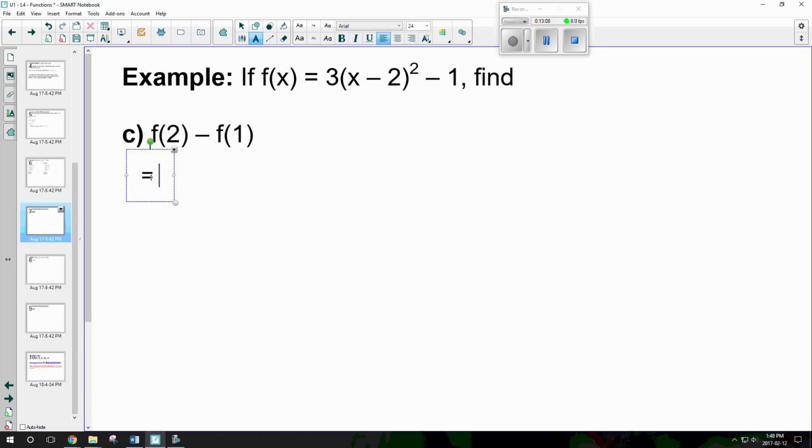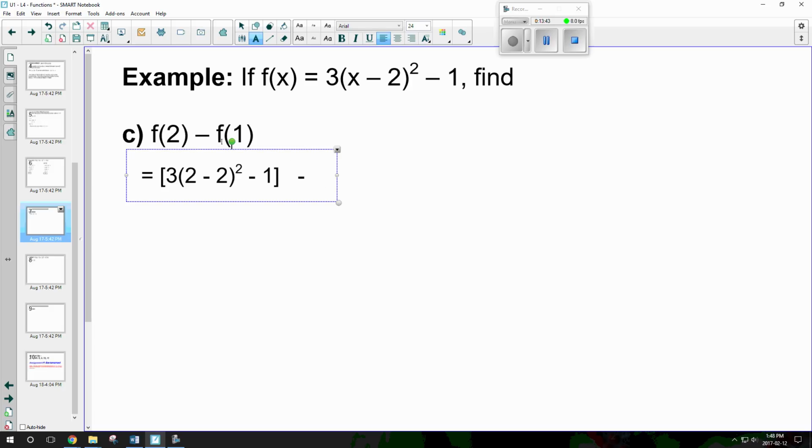The first thing we're going to do is find the value of f at 2. Let's put that in square brackets so that we know it's separate from this one here. So we have 3, and in place of our x, we're placing the value of 2. Then we have minus 2, squared, minus 1. And then that's the end of that one, so we're going to throw in a square bracket.